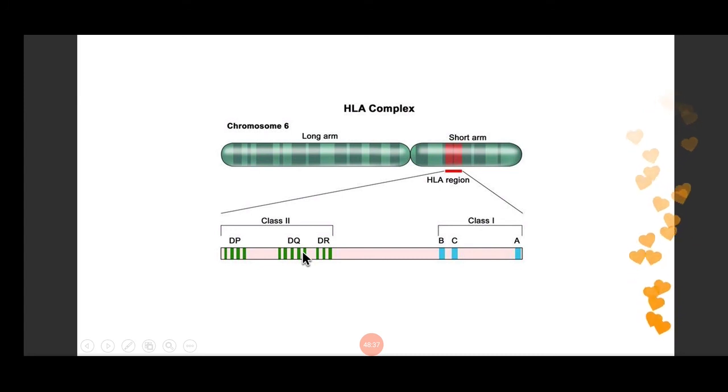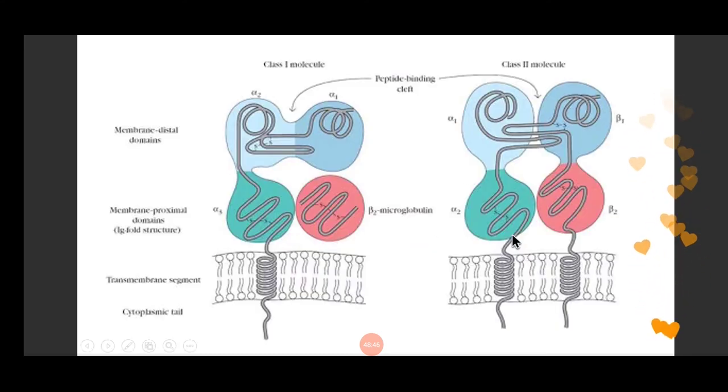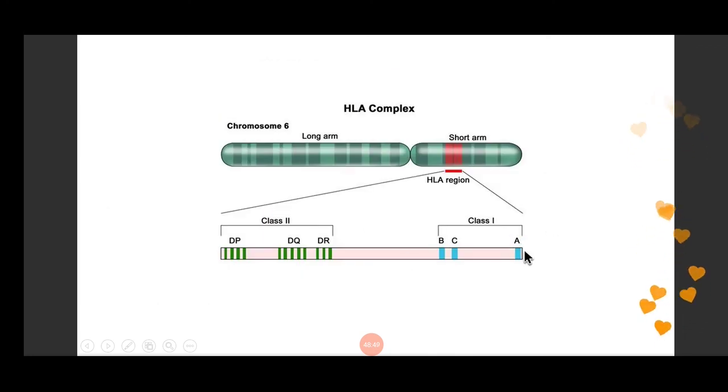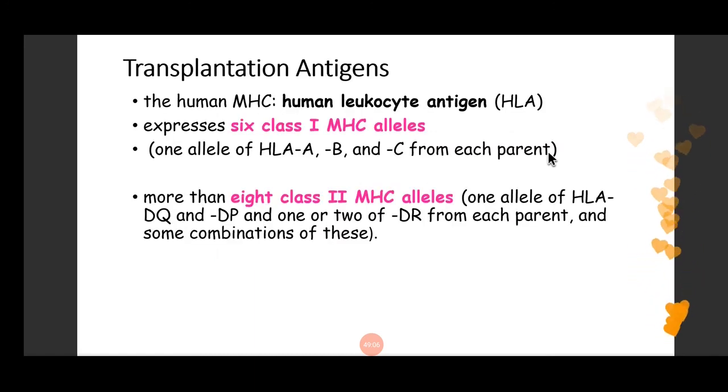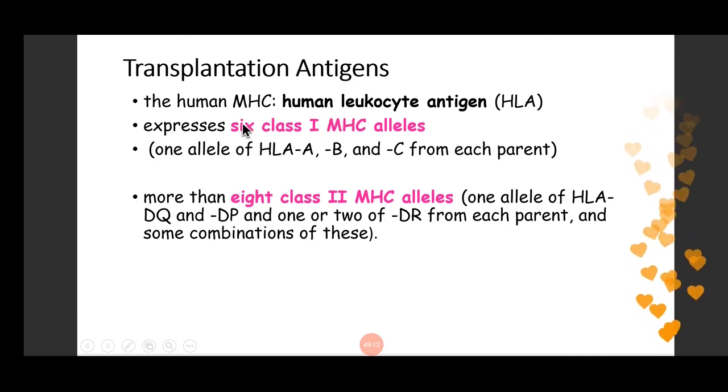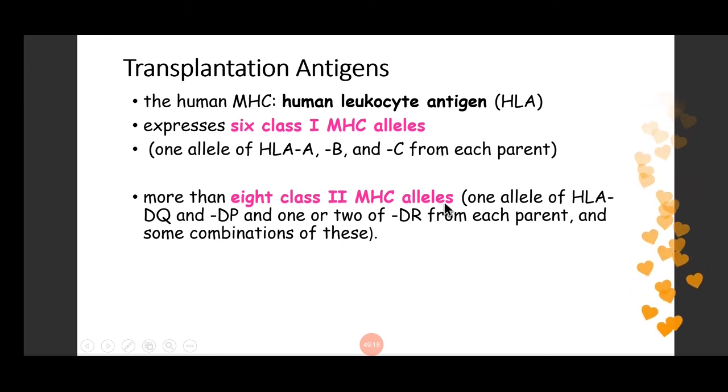So in one individual, we have multiple copies of genes for the production of these alpha and beta chains. On one chromosome, we have 3 for class 1 molecule, and for class 2, we have 3 for some and 8 for some other molecule. And in one individual, there are 2 chromosomes, one maternal and one paternal. So in one human, there are at least 6 genes for class 1 MHC alleles, and more than 8 for class 2 MHC alleles.